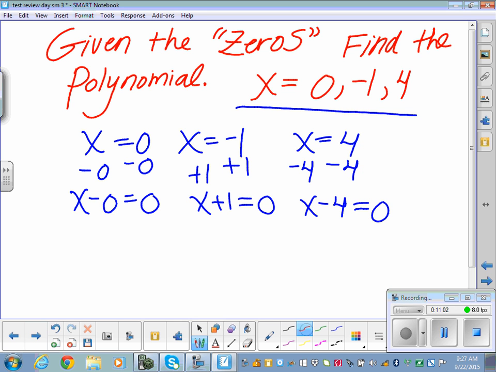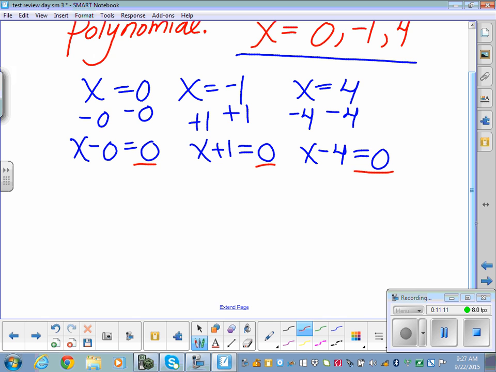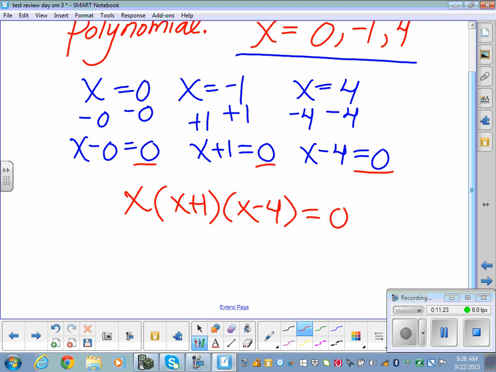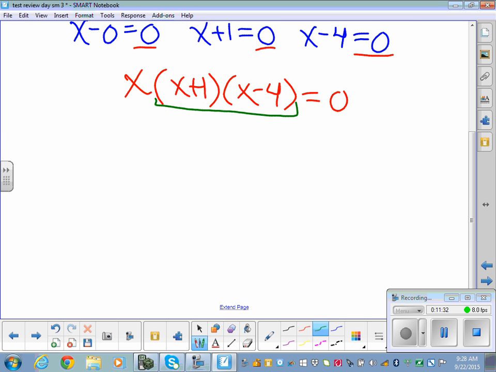Now remember, we're working backwards here. Since they're all equal to 0, we can bring them together and multiply them. So we'll multiply those things together because we can say x minus 0 is just x, right? So I'm going to write this x. So we have x times x plus 1 times x minus 4, which is equal to 0. And now we can go through and multiply. Take my suggestion, guys. Multiply 2 of them together first instead of trying to do all 3 at once. You'll mess up, I promise. So let's go through and multiply this through.